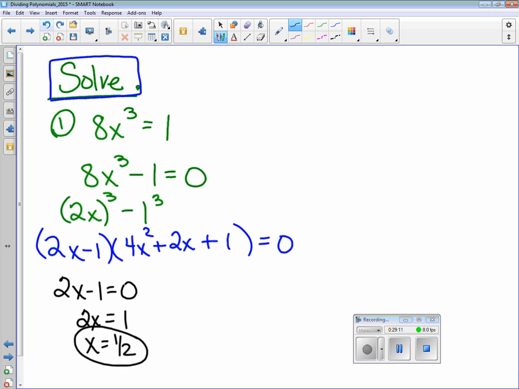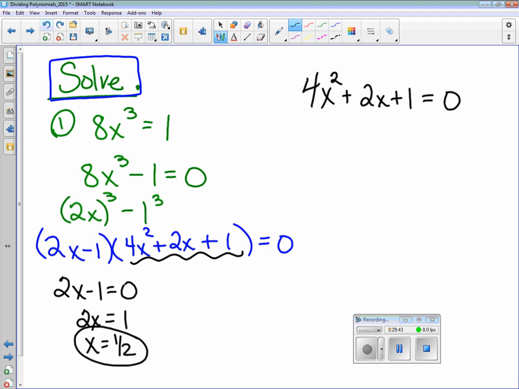Positive 1/2. Look at the graph. So, 0.5, which is what we wanted, right? How do I find the other ones? Does it look like it crosses anywhere else? So what does that tell me the answers are going to look like? They're going to have i's. They're going to be imaginary. So I need to set this other factor equal to 0 to find the 2 complex solutions.